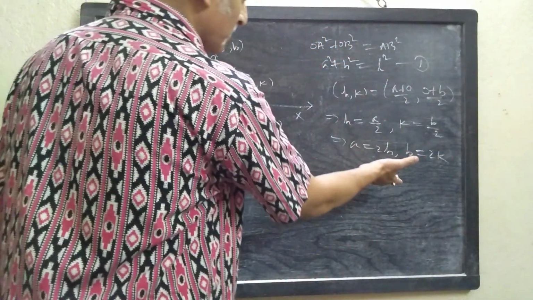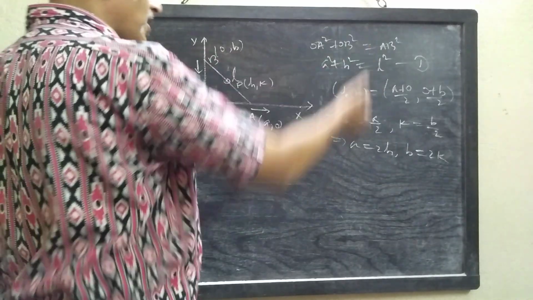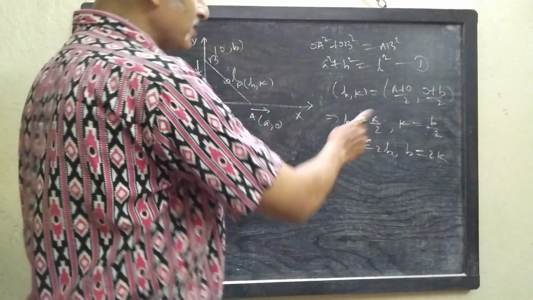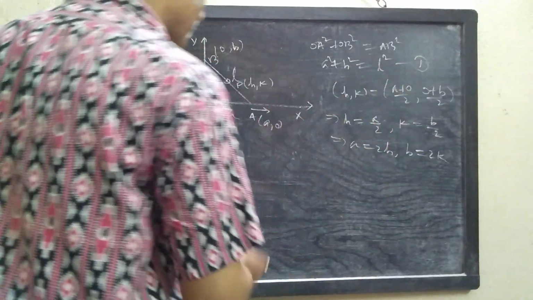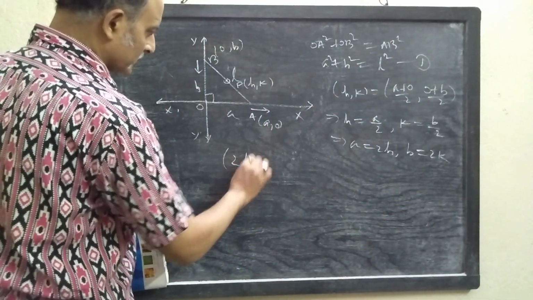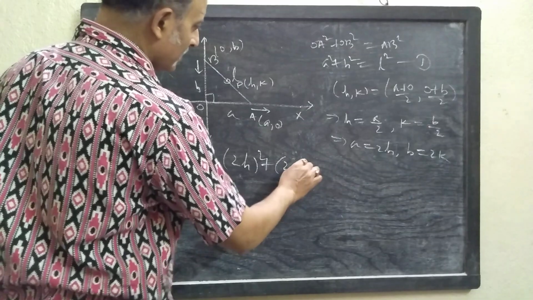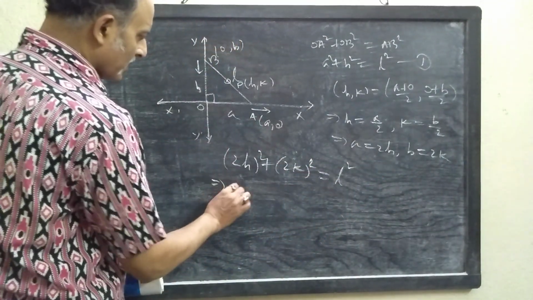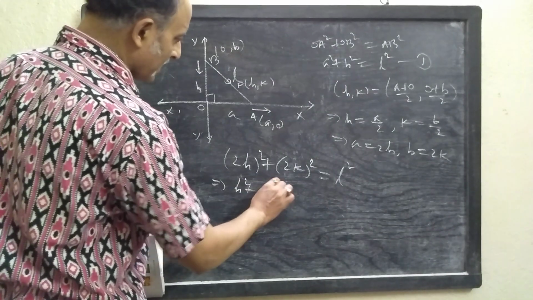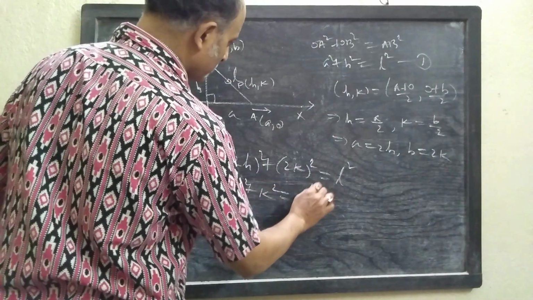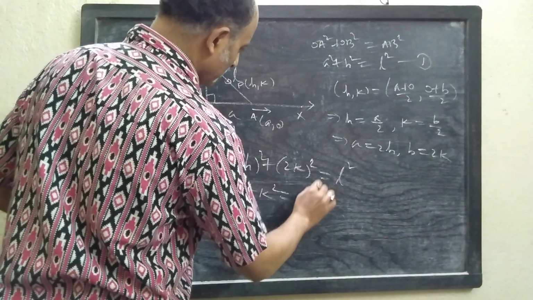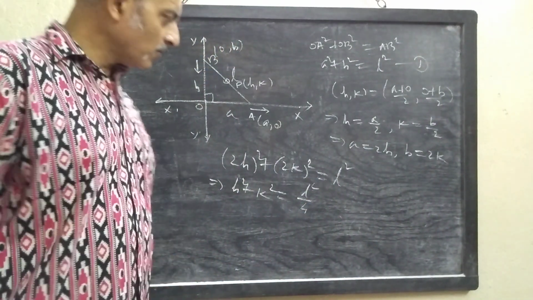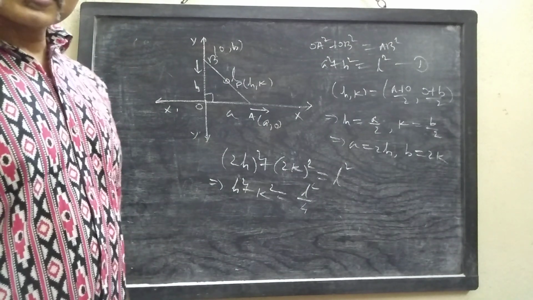Now, if we substitute these values of a and b in 1, then we can get relation between h and k. So, substituting these values of a and b in 1, we find (2h) whole square plus (2k) whole square equals to L square. That ultimately gives us h square plus k square equals to L square by 4. So, we have reached the fourth step now.